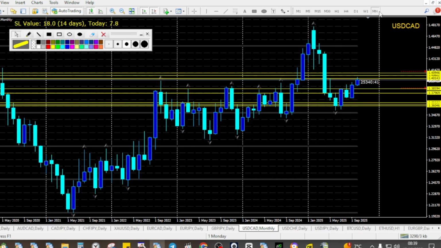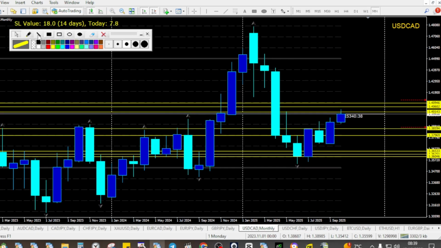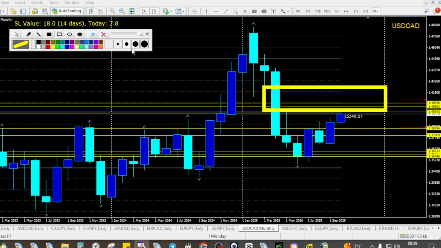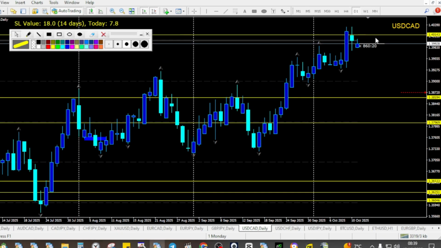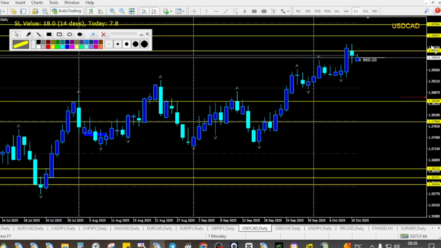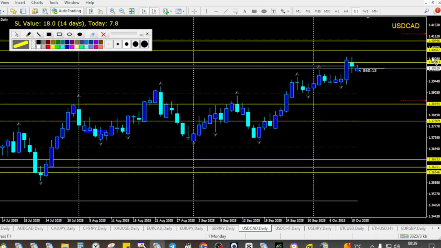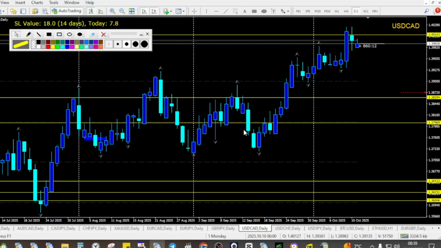USD CAD. The monthly is clean up. And the price climbed with difficulty, but it climbed. And now it is in the fair value gap right here, where it might take a decision eventually to go down. There is a huge round number right here, which is 1.4. We have a strong bullish candle at the level, so we will see. But there is no trade this week anyway.